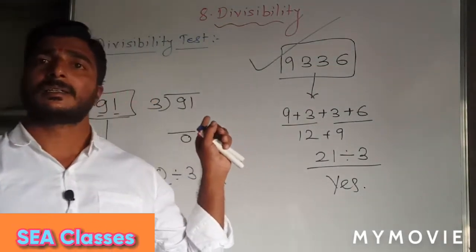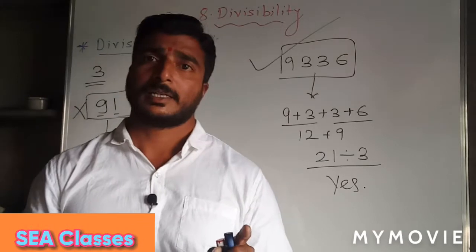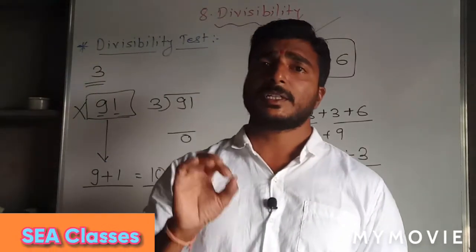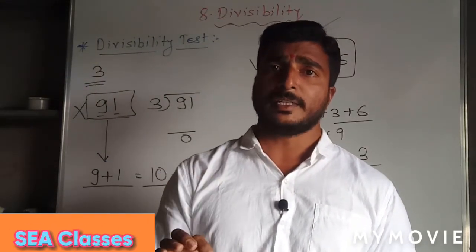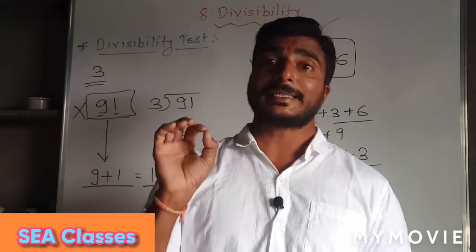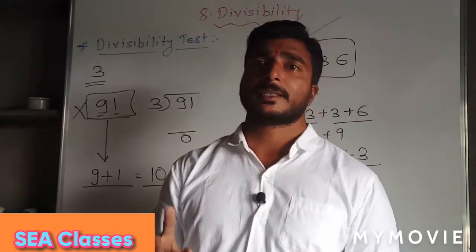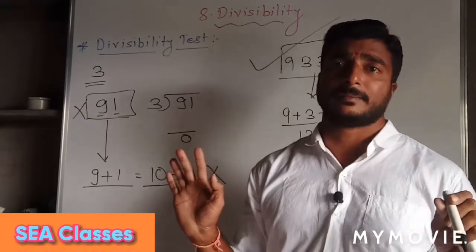So that is the divisibility test for 3. And what is that test? It is that if the sum of all digits of the given number is divisible by 3, then the given number is divisible by 3.